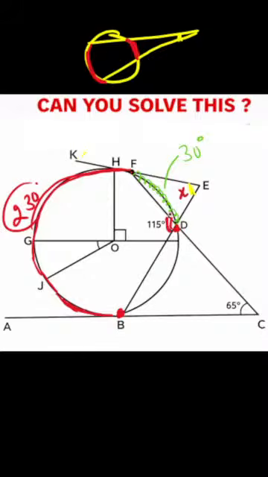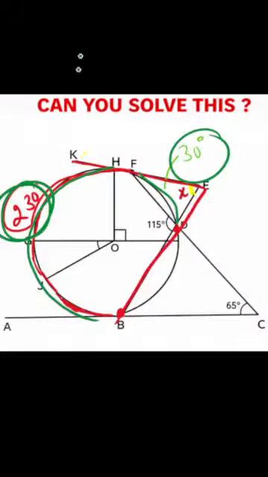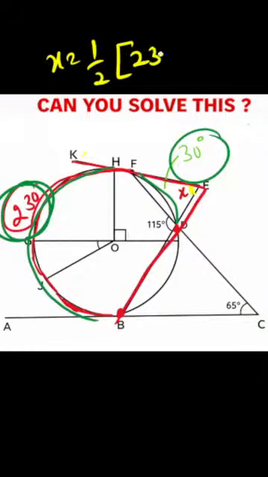So here, what are the intercepted arcs? Let me just highlight. If these are the lines, the intercepted arcs are these. This one is the intercepted arc, one is this, another is this, FH. So the difference: this is 230, this is 30. So x is going to be half of the difference between them, which is 230 minus 30. So this is going to be 100 directly. I hope that is clear to you now.